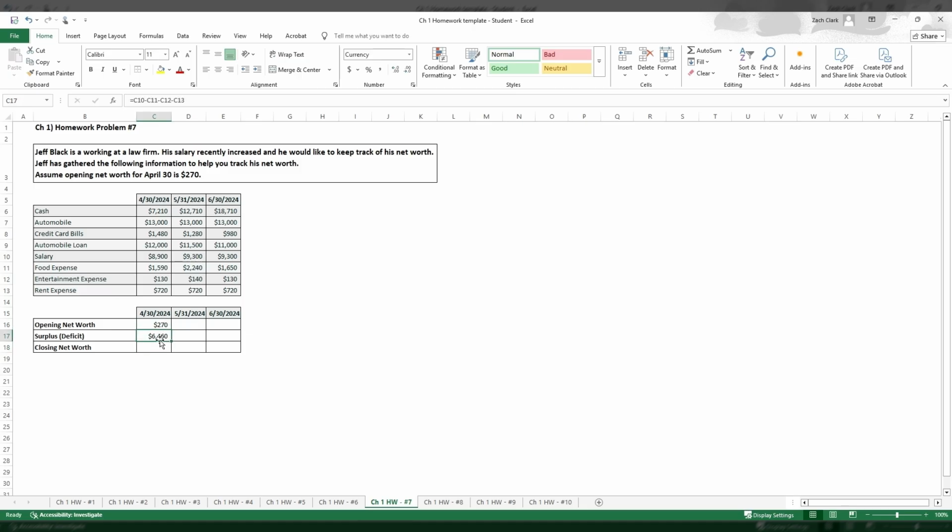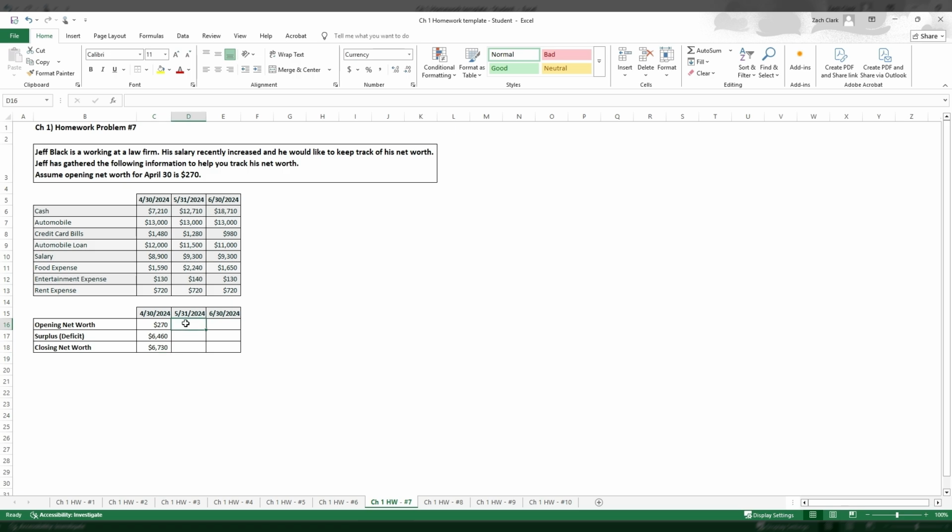And we had a beginning or an opening balance here. So we just have to add these two together. Click enter, and you'll get 6,730 as your closing net worth. So opening was 270. Revenues minus expenses was a $6,460 surplus. Adding those two amounts together gets us a closing net worth of 6,730.